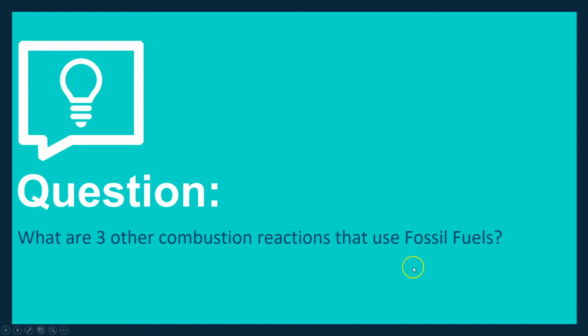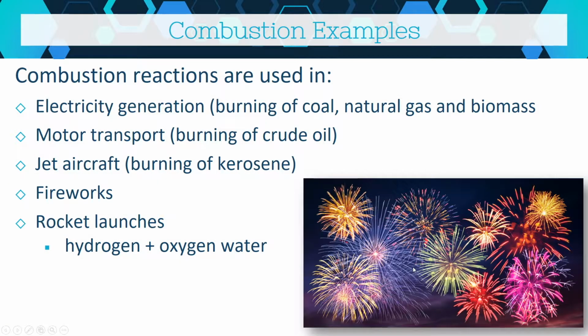Alrighty, so some examples might be electricity generation, where we burn coal or natural gas or biomass to generate electricity. We do combustion reactions in cars or in other forms of motor transport where different forms of crude oil might be burnt. Jet aircraft burn kerosene to fly. Fireworks is a form of combustion reaction. Rocket launchers use hydrogen and react that with oxygen to produce water.